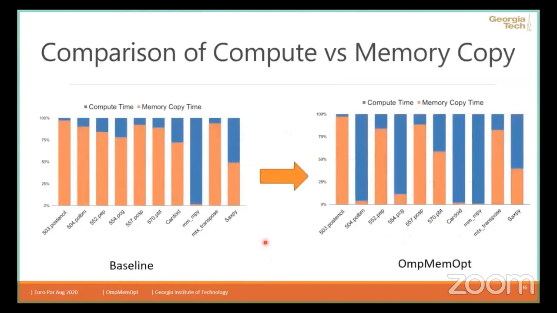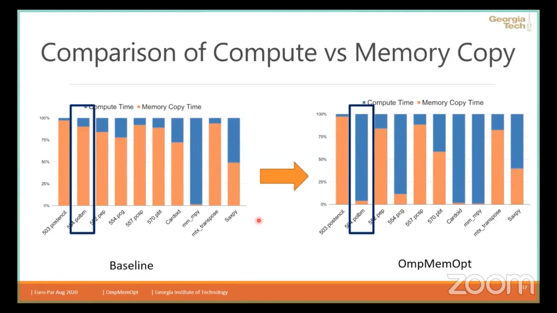To understand the reason for the speedup, in this chart we are showing how the memory copy time versus compute time decreased after our optimization. So in most of the kernels where we obtained a speedup, the memory copy time reduced significantly. As an example, if you look at the POLM-BM benchmark, the memory copy time reduced from more than 75% to almost less than 5%.